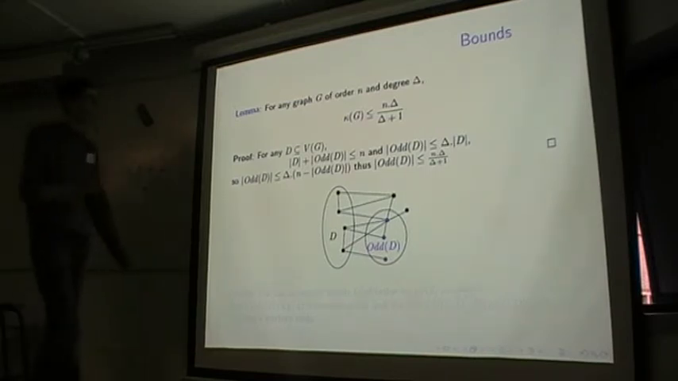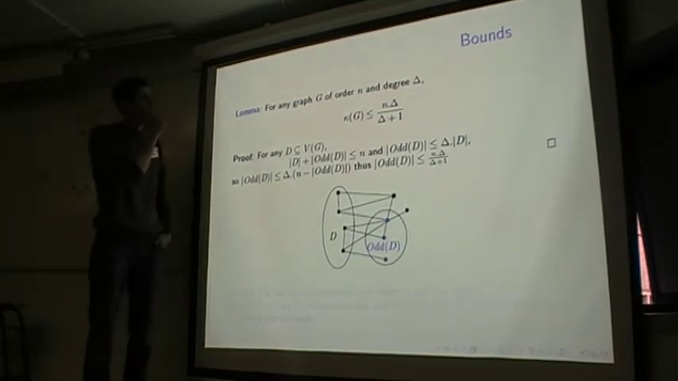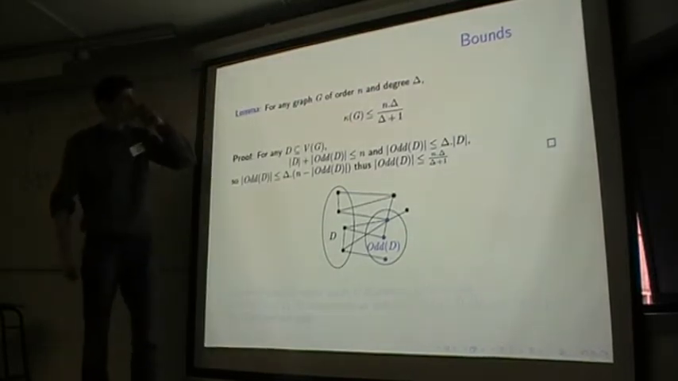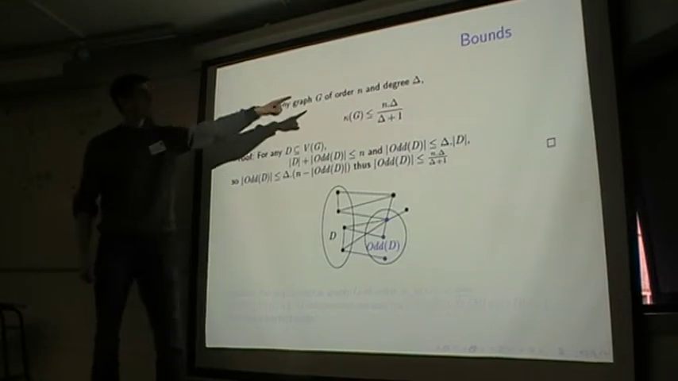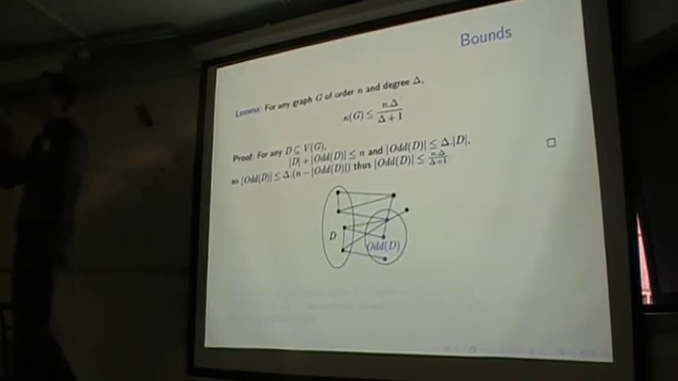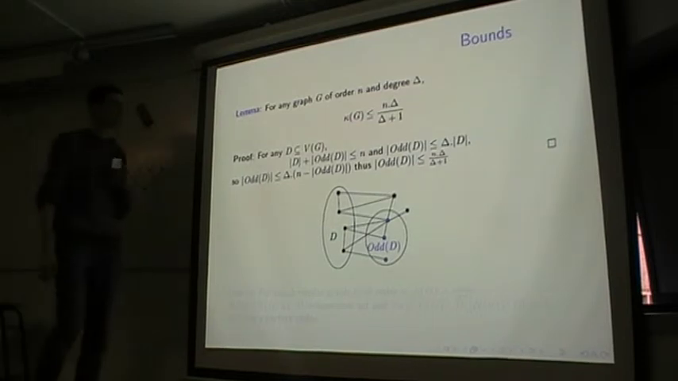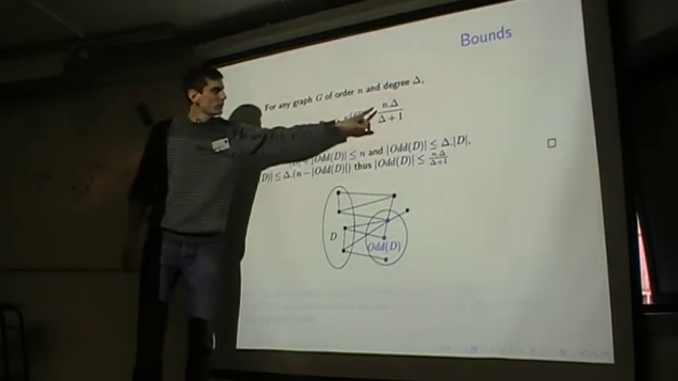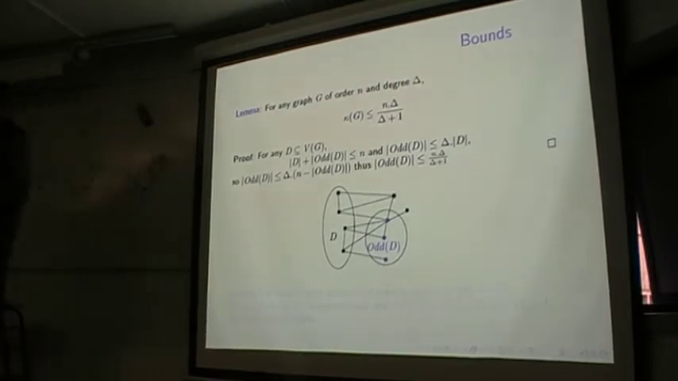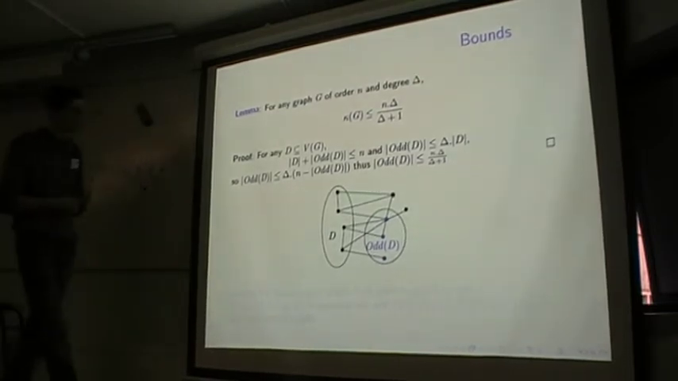So to prove that, first we need a bound on the kappa of the graph. If we take a graph of size n, where the degree is delta, so the degree is the maximum number of neighbors for a vertex, then the kappa of this graph is always smaller than n delta over delta plus 1. So the reason is the following, it's not hard.